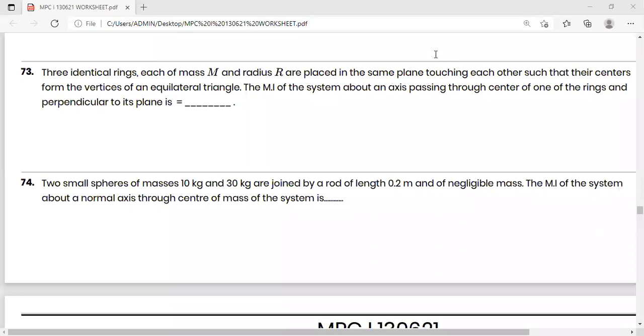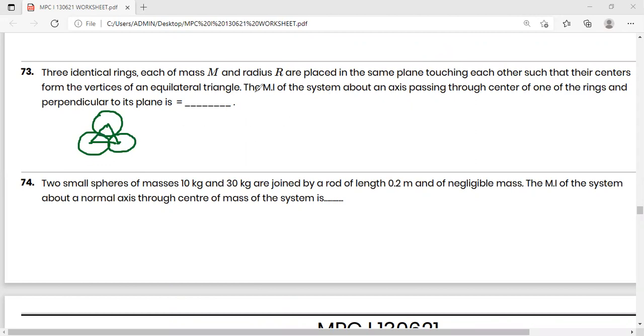Question number 73. Three identical rings, each of mass m and radius r, are placed in the same plane, touching each other such that their centers form the vertices of an equilateral triangle. You can just imagine that they are just like this, and their centers form an equilateral triangle, and the radius of each one is r only. So the side length of the triangle will be 2r only.